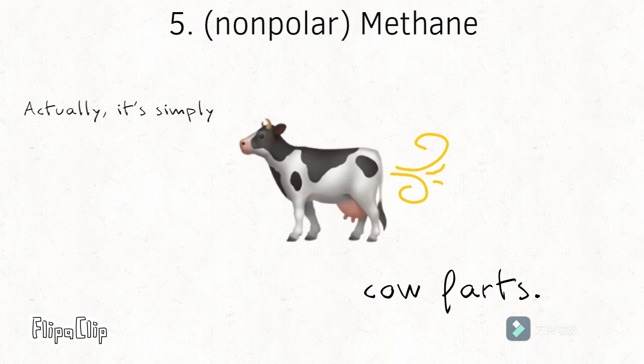Carbon dioxide causes problems to our atmosphere, and methane comes from cow farts. Sounds like a really troublesome gang.